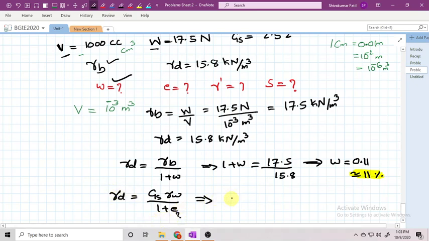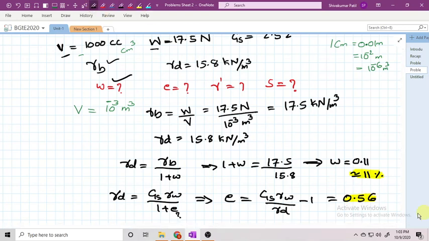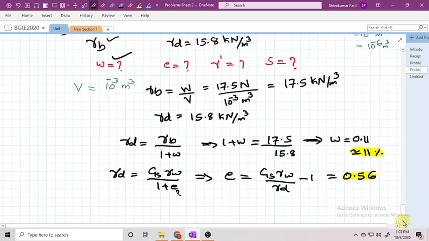Okay, how can I find it out? e is equal to Gs into gamma w divided by gamma d, minus 1. If you substitute, you will get the e value 0.56. This is another answer, that is the void ratio. So the void ratio is how much? 0.56. Next.